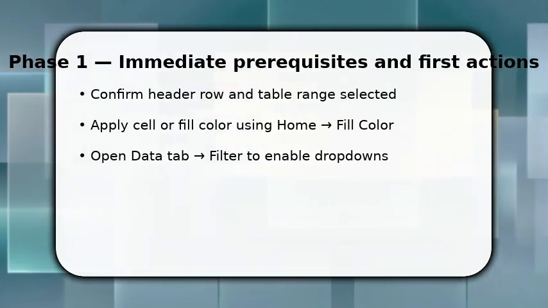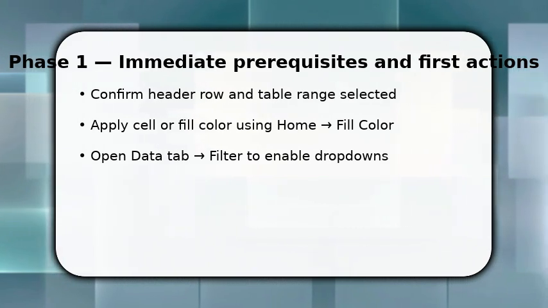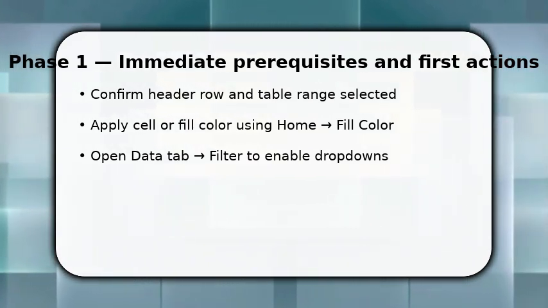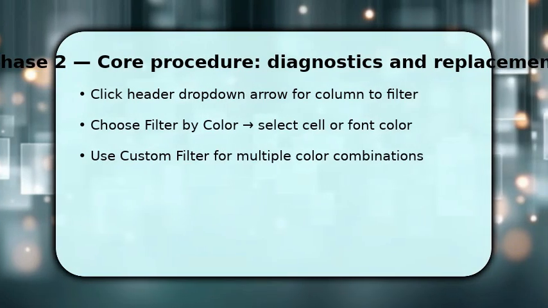Now you'll apply the filter. Click the drop-down arrow in the column header that contains colored cells and choose Filter by Color. Pick the exact fill or font color shown.